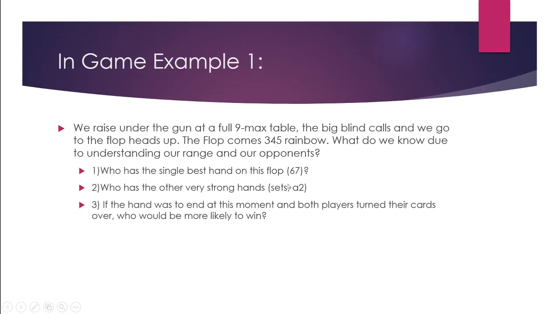So let's look at some in-game examples of ranges. We raise under the gun at a full 9 max table, which is going to be your general live table. The big blind calls, and we go to the flop heads up. The flop comes 3-4-5 rainbow.